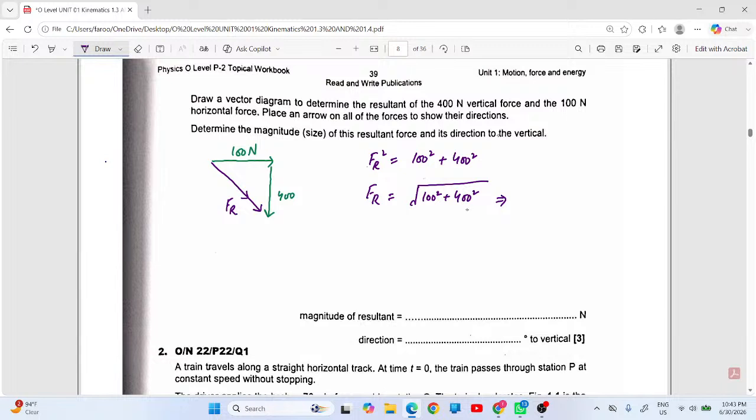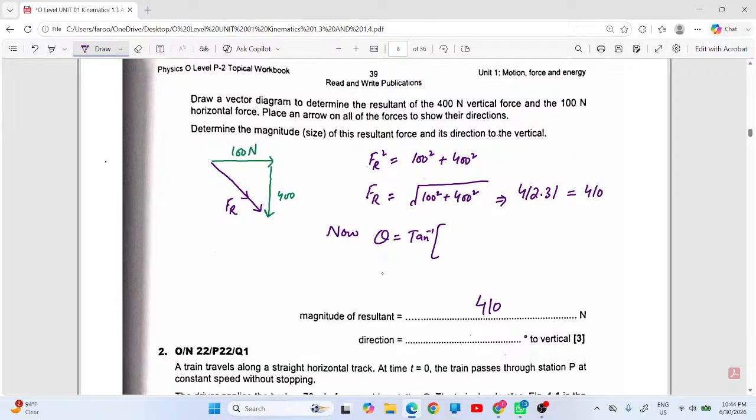आंसर चेक करें. Square root of 100 का square plus 400 का square is 412.31. तो इसको हम 410 लिख देते हैं. जी 410. And next you have to find the direction. Direction के लिए theta equals tan inverse perpendicular.